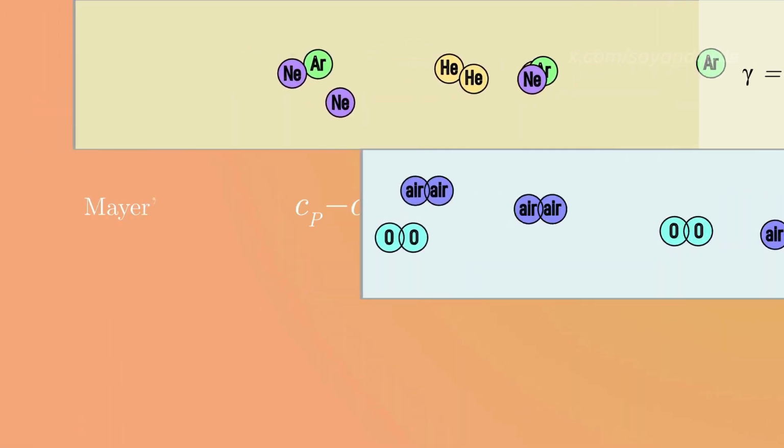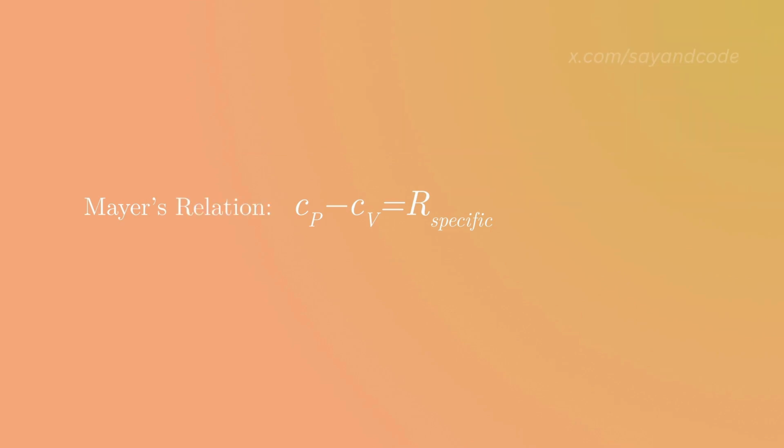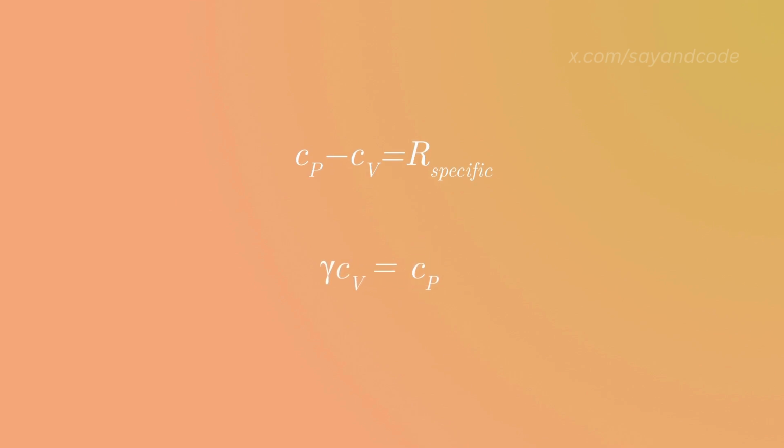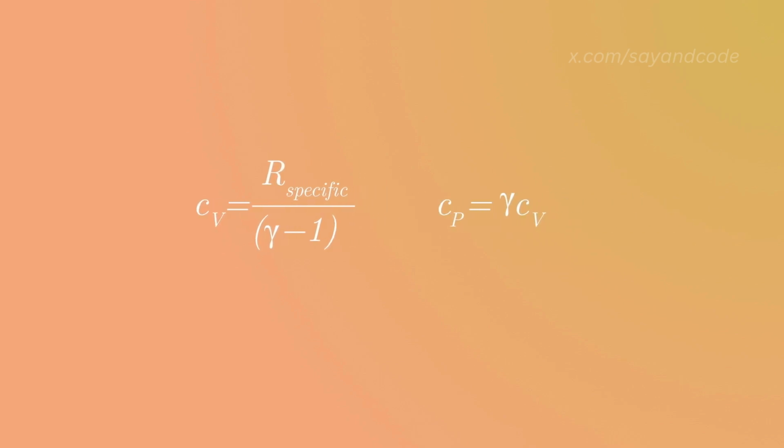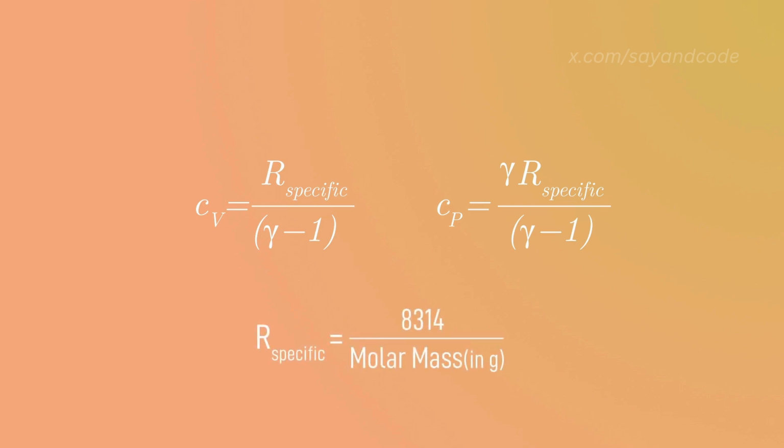There is another equation, called Meyer's relation, which says that Cp minus Cv is equal to our specific. Using these two together, we are able to get the value of Cv in terms of the specific gas constant and gamma. And Cp is just gamma times the value of Cv. Using these relations, we can calculate the specific heats for any substance, as long as we know the molar mass, to calculate our specific, and whether it is mono, di, or triatomic, to calculate gamma.